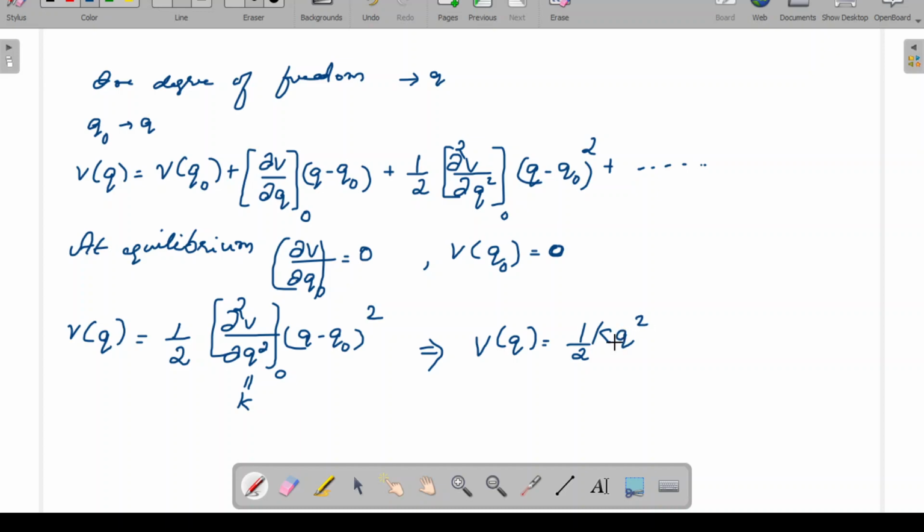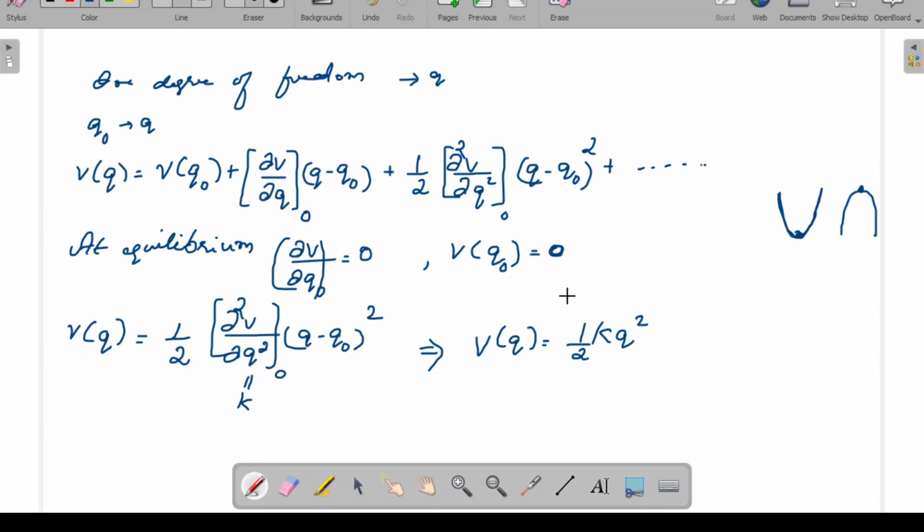Now obviously this term, ∂²V/∂q², since it is a concave curve, we know that it is stable equilibrium. Then ∂²V/∂q² is obviously a positive parameter at the position of stable equilibrium. If the system is in unstable equilibrium, the curve is of convex type, then the second derivative becomes negative. So here k is a positive parameter.